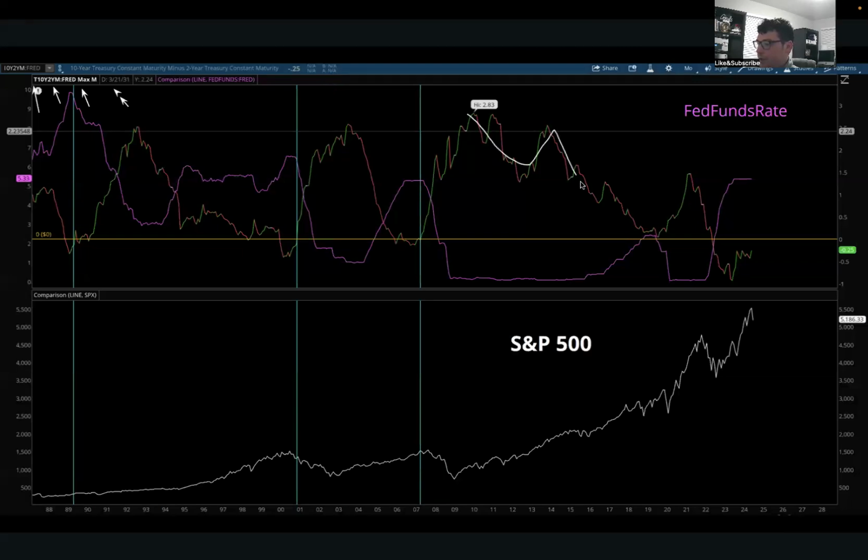Okay, now you throw in all of this combined with the inverted yield curve. Okay, this is the yield curve right here. All right, we have the Fed funds rate in purple. The yield curve is going to be the ultimate Fed funds rate indicator. Okay, what do I mean by that?